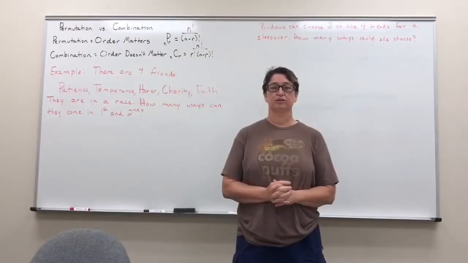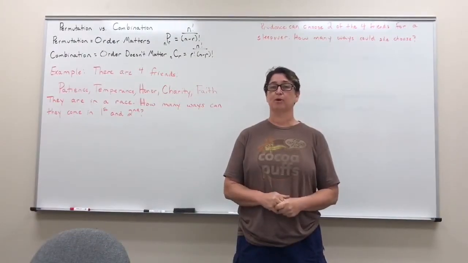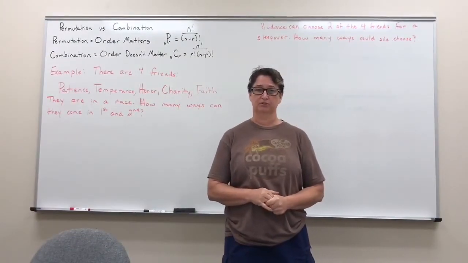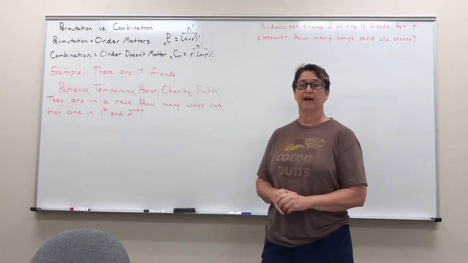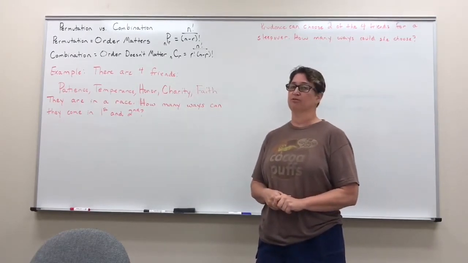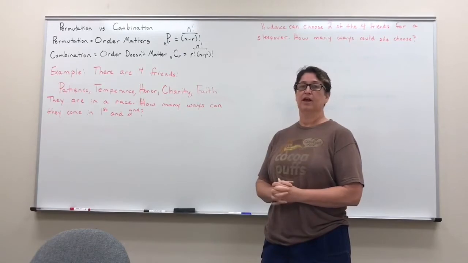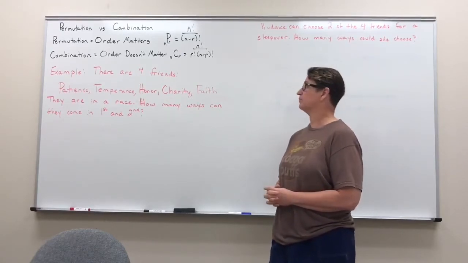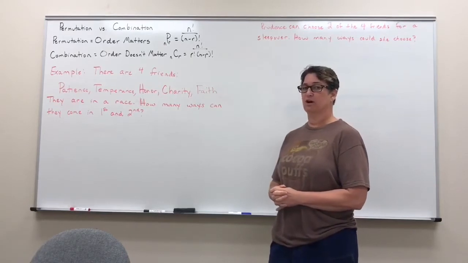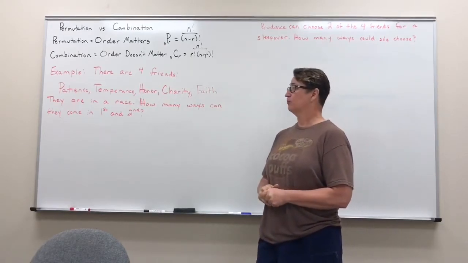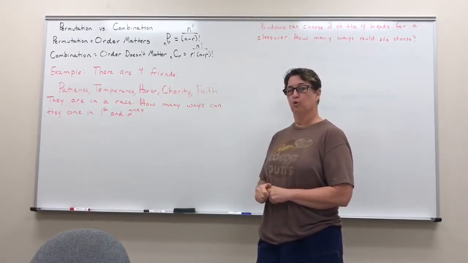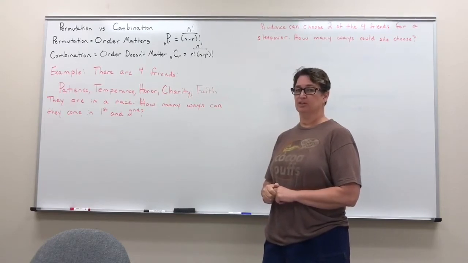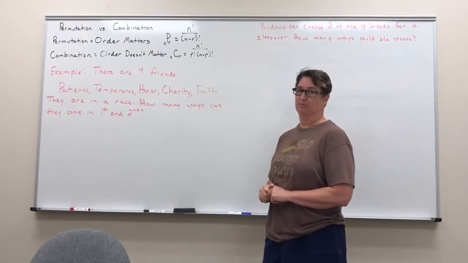And today we're going to continue our conversation about permutations versus combinations. We're going to look today at the formula for both permutation and combination. And we're going to see why the formulas work for each one. So last time in our video we talked about the fact that permutation we use when order matters, and combination we use when order doesn't matter.